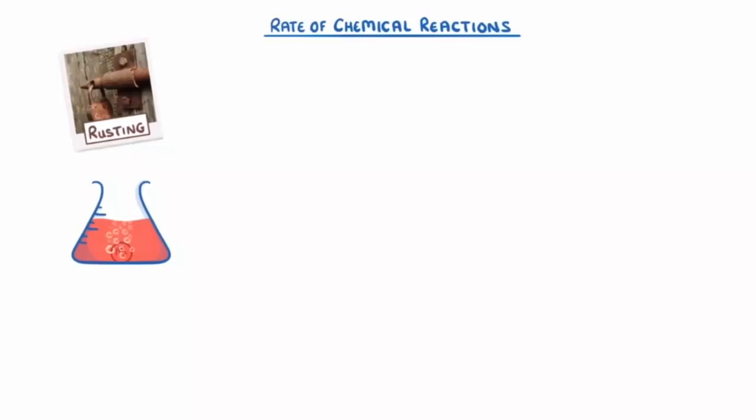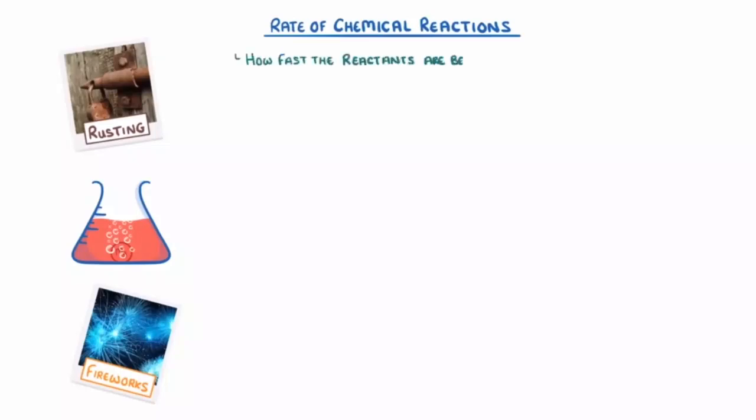And then in the extreme end, we have things like fireworks that take a split second, a fraction of a second to occur. In layman's terms, the rate of reaction is how fast the reactants are being used or how fast the products are being formed. That's what we mean when we say rate of chemical reactions in day-to-day language.